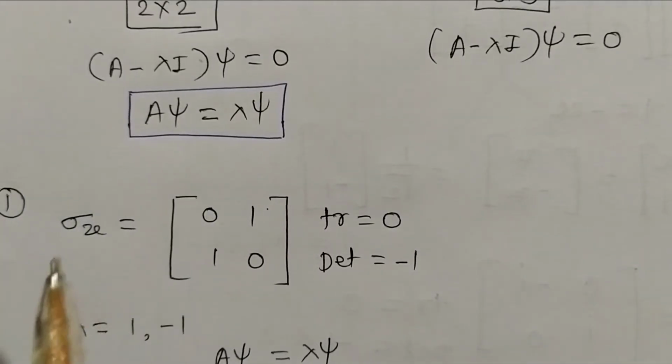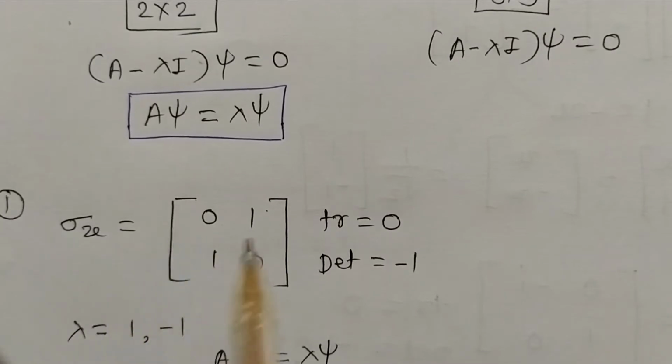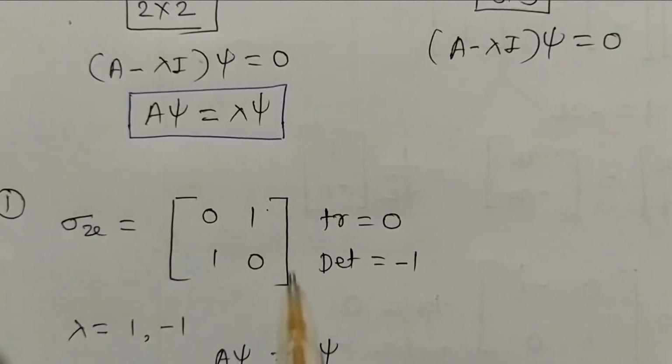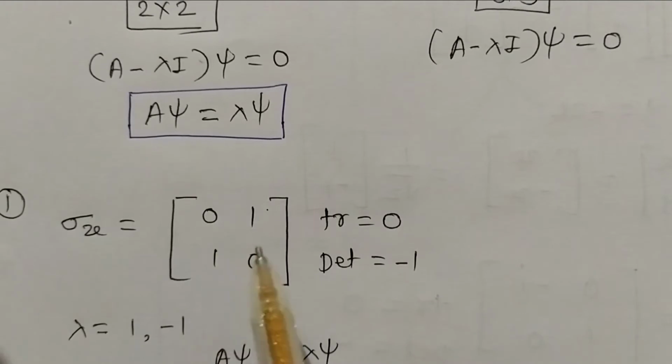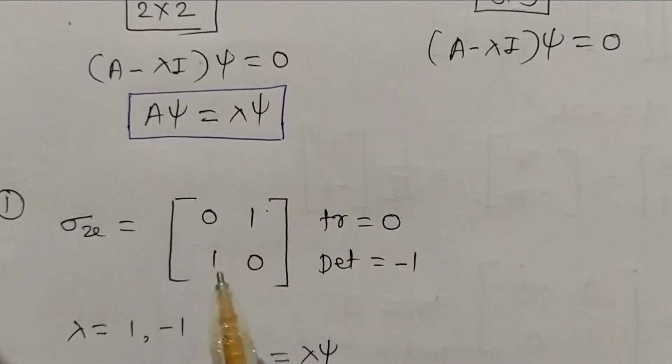Here the matrix sigma x is equal to [0, 1; 1, 0]. The trace of this matrix is 0. Trace is the addition of the diagonal elements, that is 0 plus 0 is 0. And the determinant of this matrix is minus 1. So 0 into 0, minus 1 into 1, that is minus 1. This is the determinant.